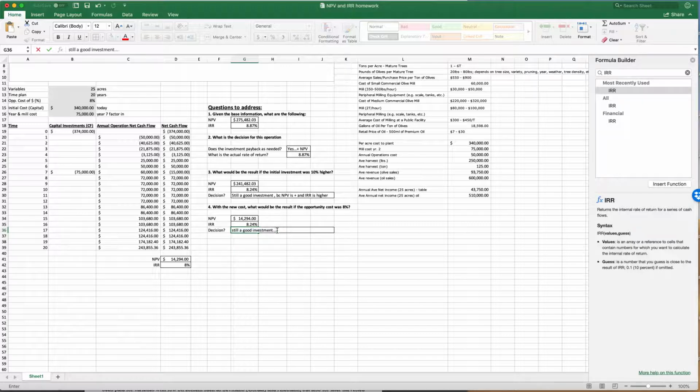Why is it still a good investment? Because NPV is positive. IRR is greater than our needed rate, which in this case was 8%. It's 8.24%. All right, so this is net present value.